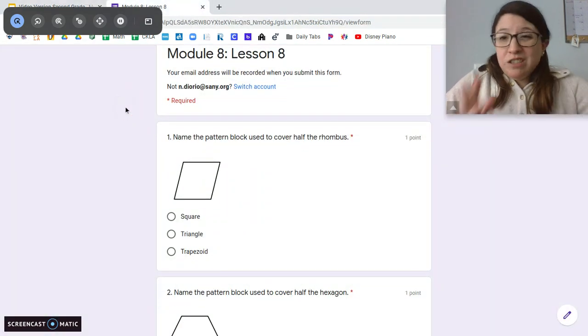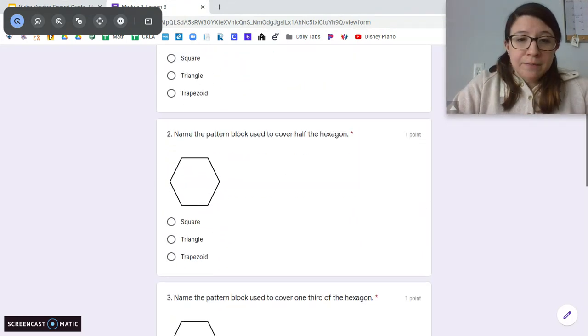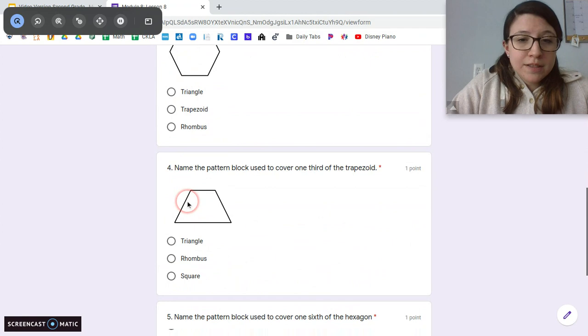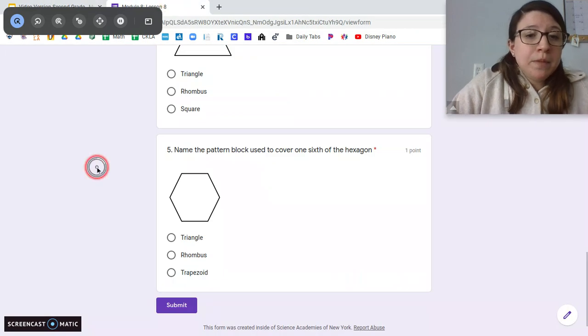We're going to skip that one for now because I'm going to show you your exit ticket. What you're going to do is what we just went over. I want you to cut these shapes in halves. This one's going to be in thirds, this one's going to be in thirds, and this one's going to be in sixths. This will be a challenge problem.